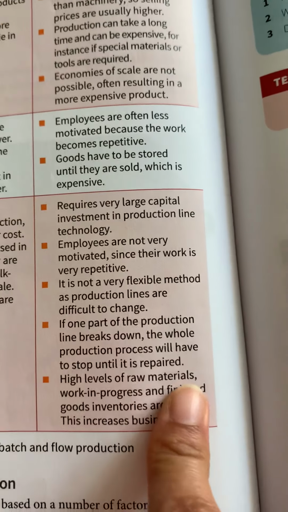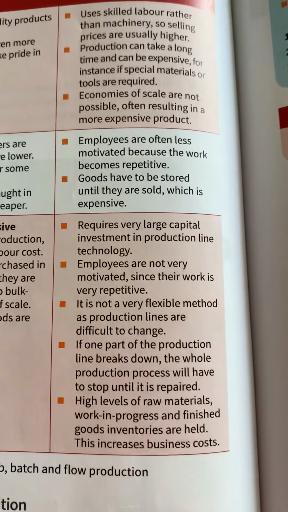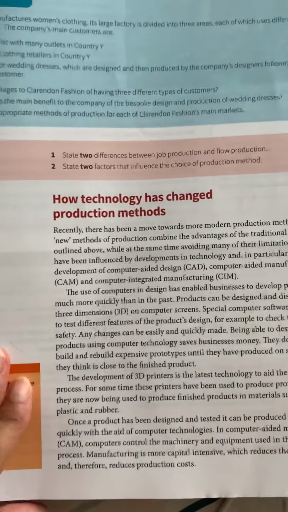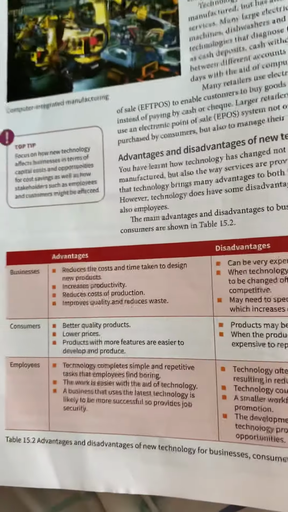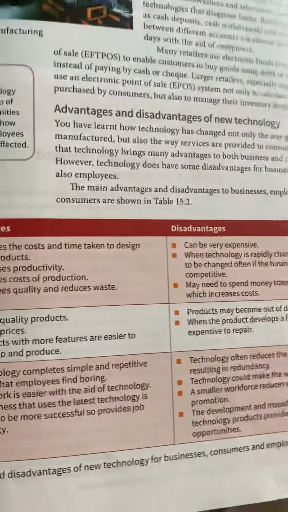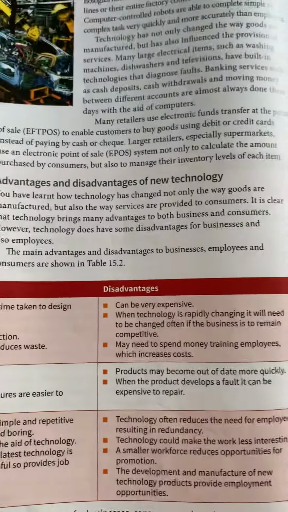And high levels of raw materials: you need to buy raw materials and the cost will be very high. Now I want you to read on your own how technology has changed production methods. And over here I want you to read the advantages and disadvantages. We have already discussed this in the previous chapters. It's just a repetition. Thank you.